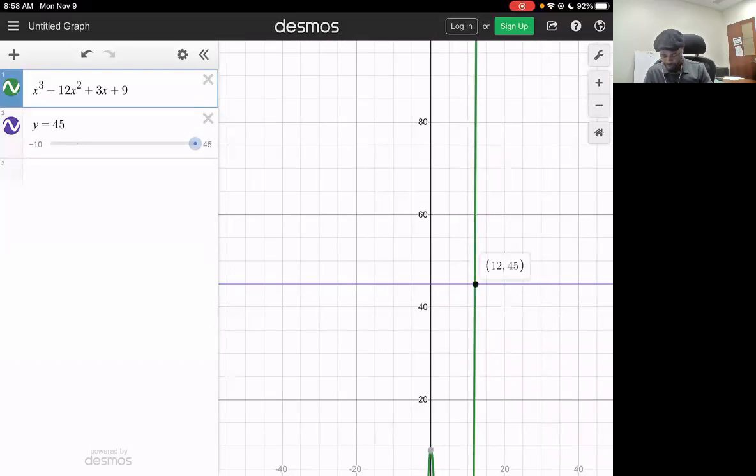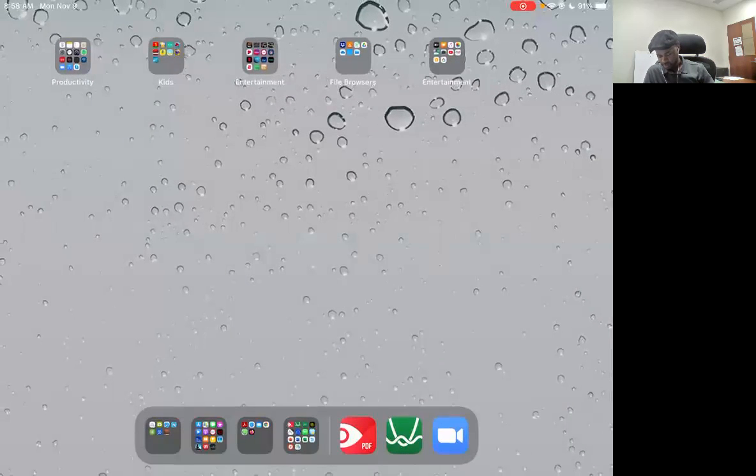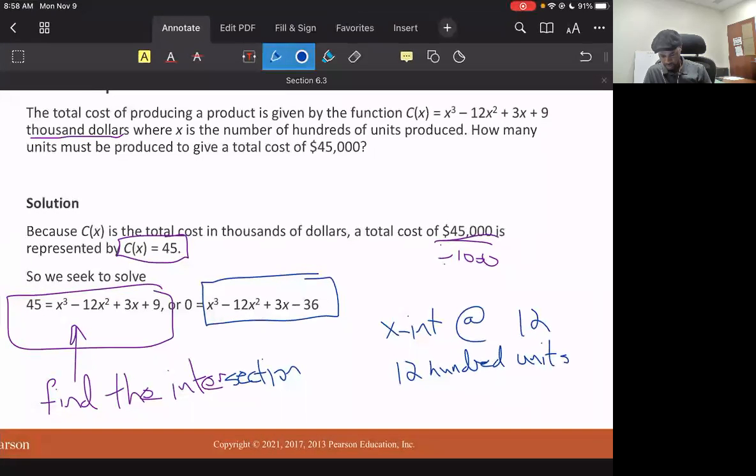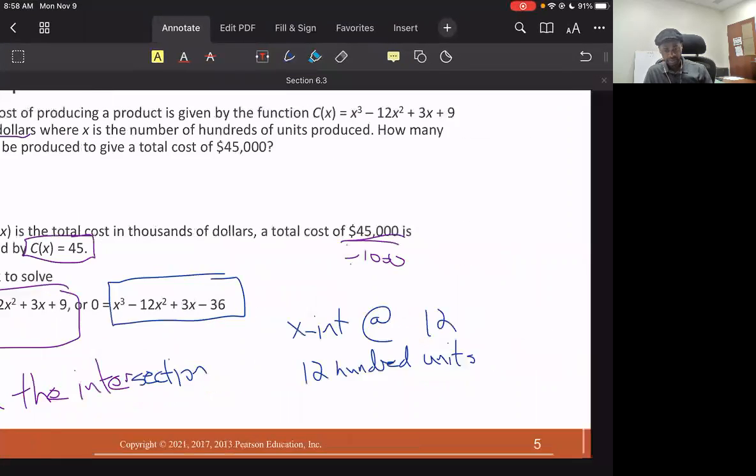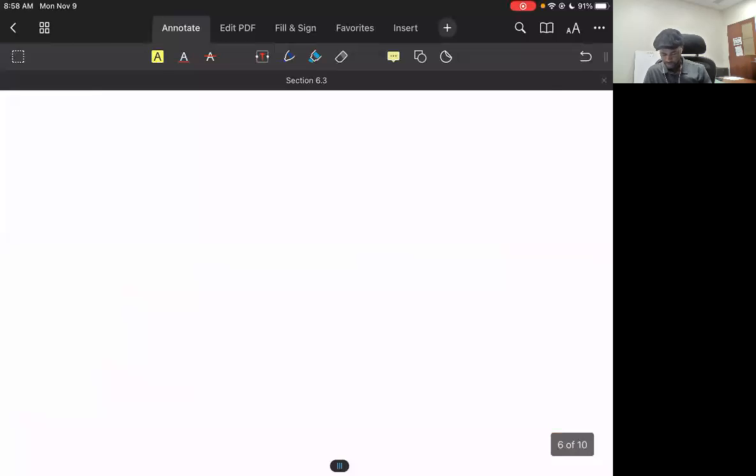At 1,200 units, remember you have to interpret your answer. They told me that x was the number of hundreds of units, so that's not just 12. That's 1,200 units produced at a cost of $45,000. So what we did originally was indeed correct.